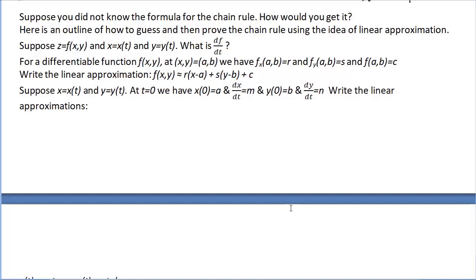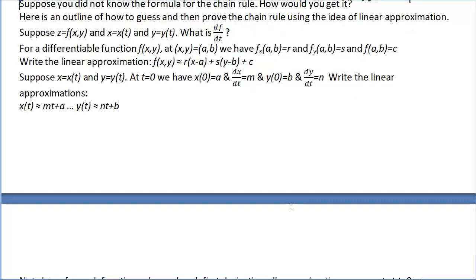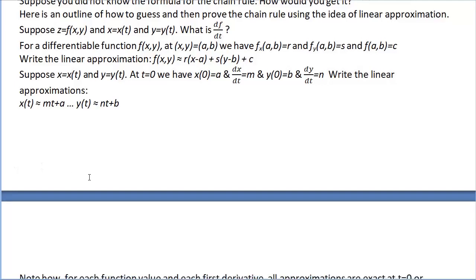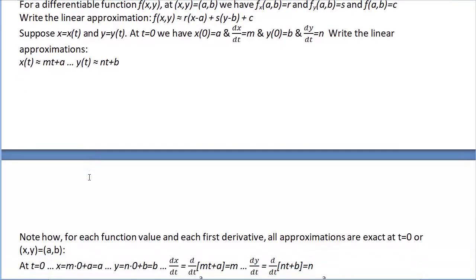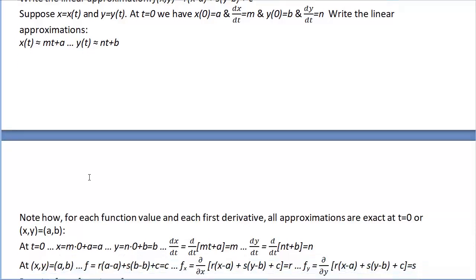Okay, so now let's write the linear approximations for that. We can say that x of t is approximately mt plus a, and y of t has a linear approximation nt plus b. So now at our point (x, y) equals (a, b), with t equals 0, we've got linear approximations for everything. Some other facts on the side, just to recap what we just said. And now let's get into it.